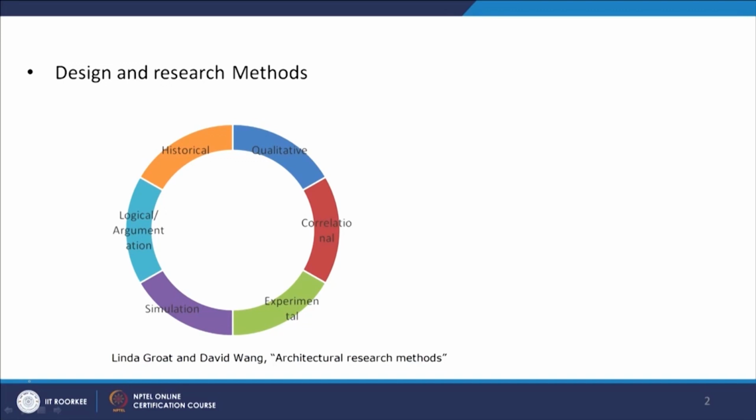So if we look at all other design domains, with a broader perspective rather than just concentrating on the user interface design process, if we consider visual communication design, other creative domains, as well as industrial design, furniture design and others, then under this holistic umbrella, research and design techniques can be divided into 6 major categories. This diagram has been taken from the book Architectural Research Method by Linda Groat and David Wang.